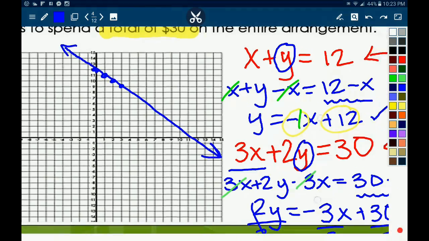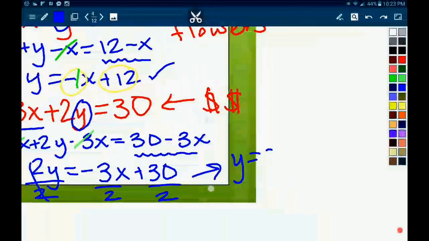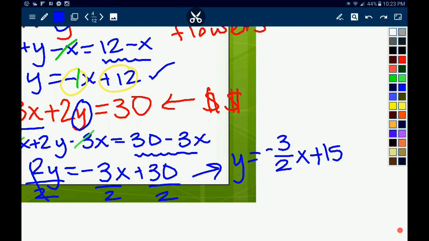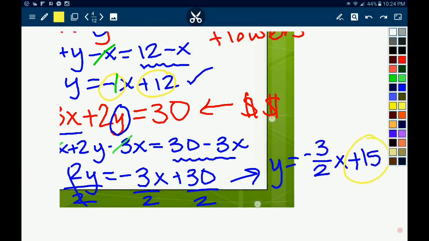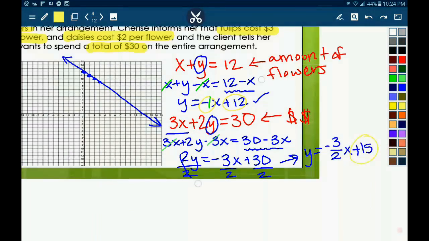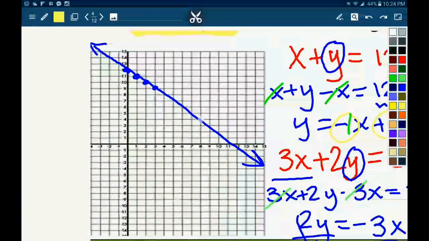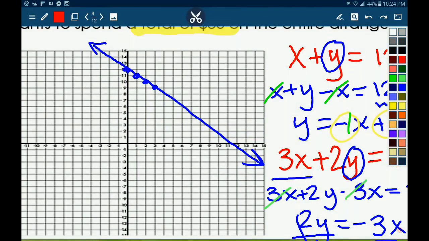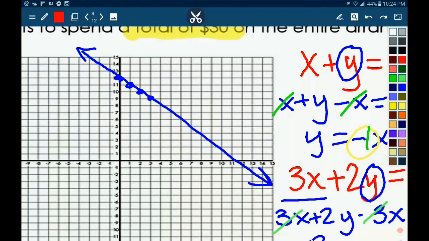Okay, now we can apply it to the other equation, which, let's see, I wrote negative 3 halves x plus 15. So we need to plot that 15 on the y-axis first. Then we can fall 3 and run 2. I'm going to make this a red. Okay, so here's my y-intercept at 15. Then we need to fall 3, run 2.